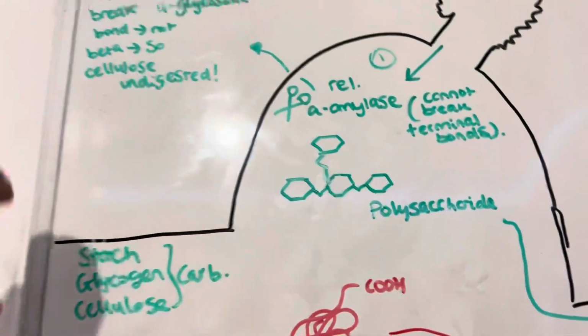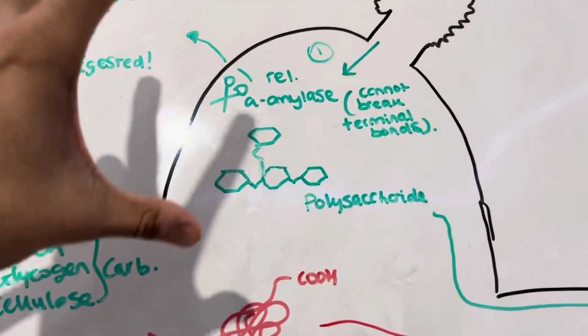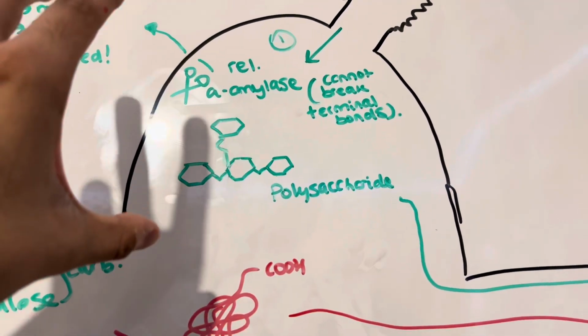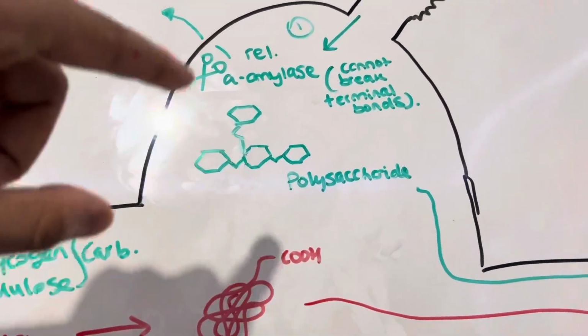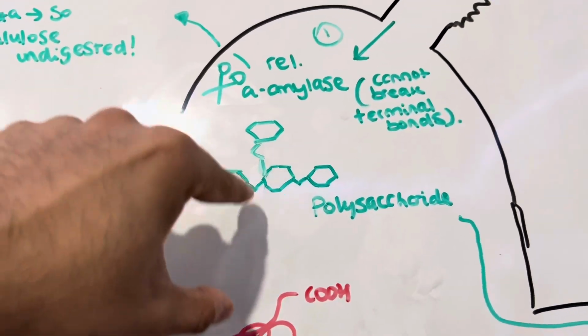Anyway, so we swallowed it, or like it's entered our mouth. It's in our oral cavity now. So the green is everything to do with carb digestion. Ignore all the red, you shouldn't be able to see it anyway. So this is, for example, our little chain over here. We've got a bit branched.